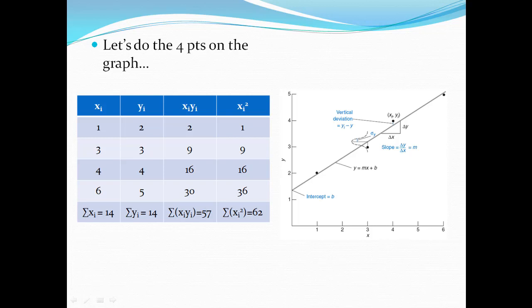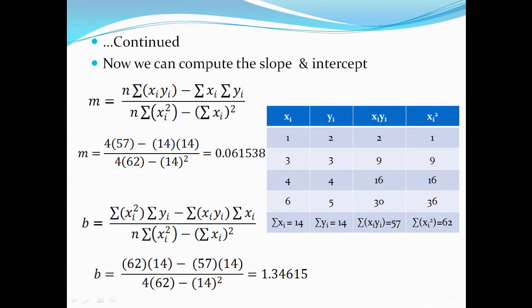And you see that the sum 6 plus 4 plus 3 plus 1 is 14. We do the same thing for the y's, and then we multiply both those numbers for the third column. So 2 times 1 is 2, 3 times 3 is 9, 4 times 4 is 16, so on and so forth. And then we square all of the x's, and that's how we get the numbers that you see in the table, and that's how we get the summations in the bottom. We just add all of those numbers up. Very simple. Let's move on. Now we're ready to compute the slope and the intercept.